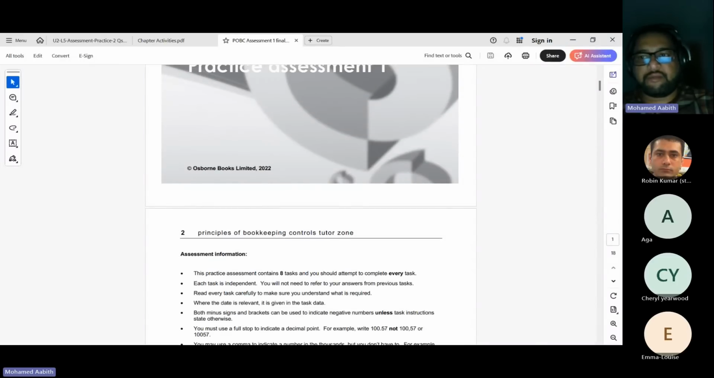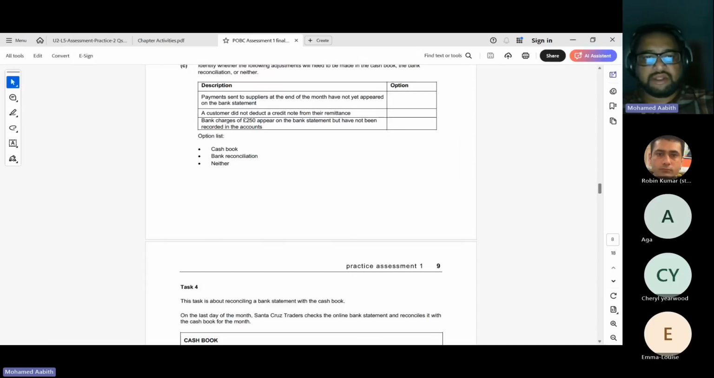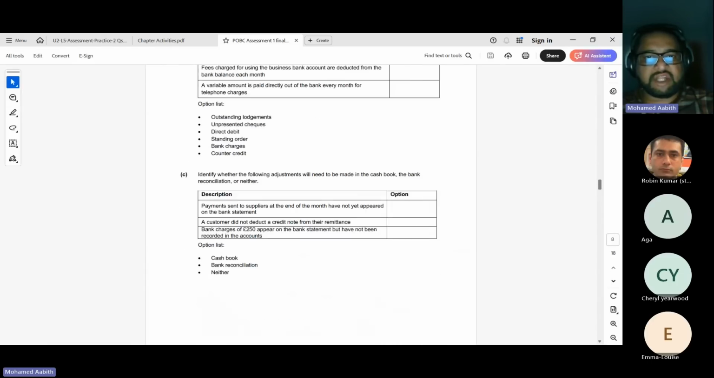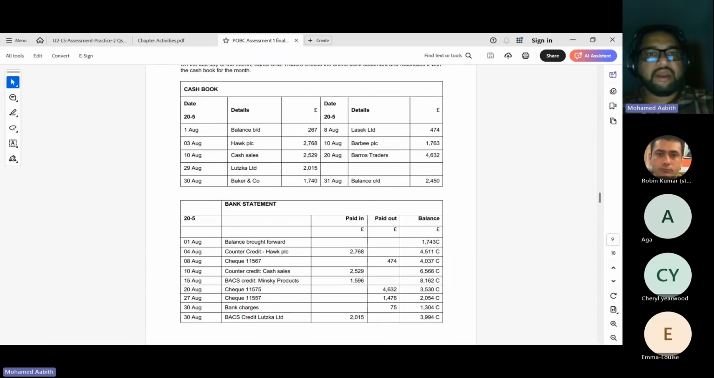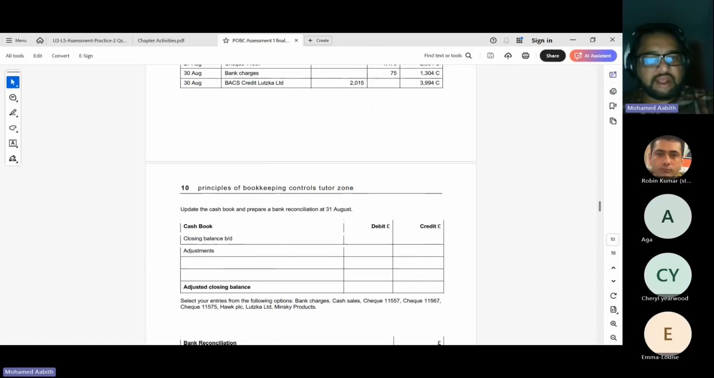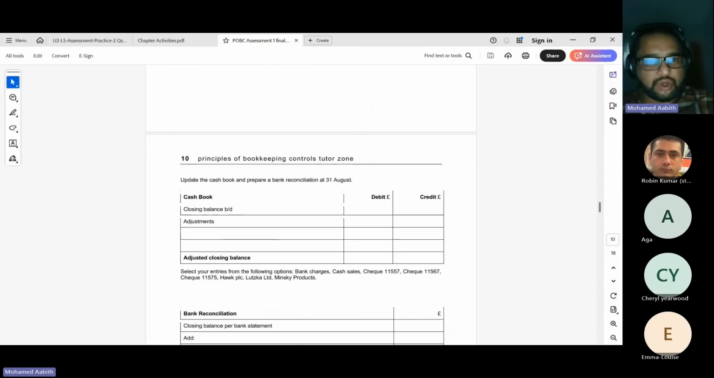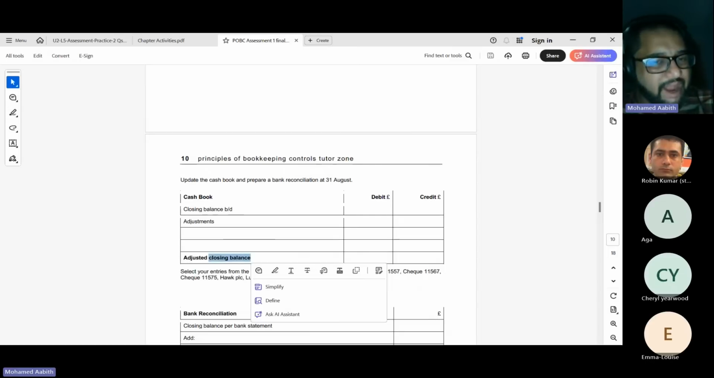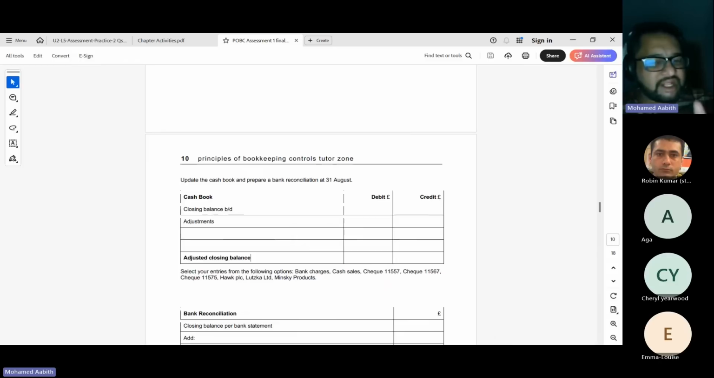I'll show you the exam paper from Osborne papers. So let's see here how a bank reconciliation looks in the exam. Can you see they have given you a question like this? And then see how they have shown closing balance, balance brought down and adjusted closing balance. Since they use the word closing balance, this is your balance carried down figure, not the balance brought down figure.